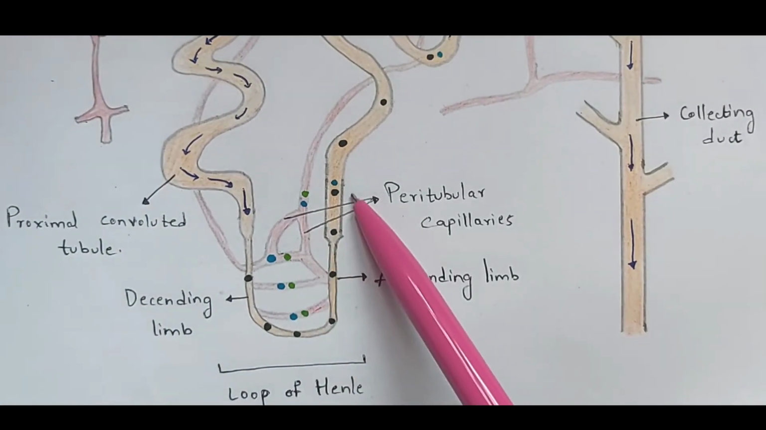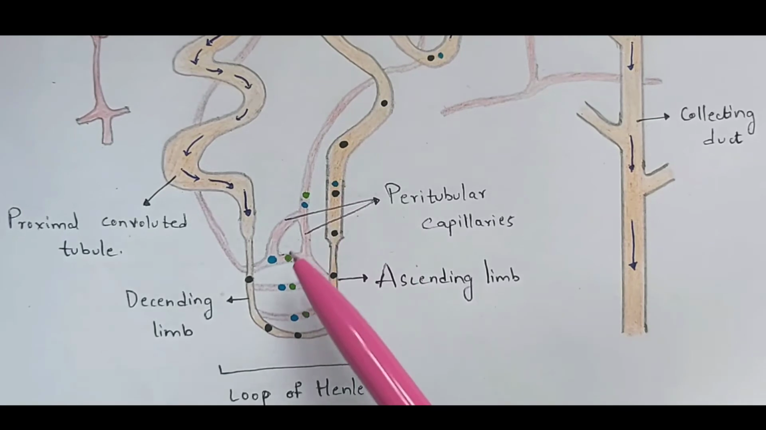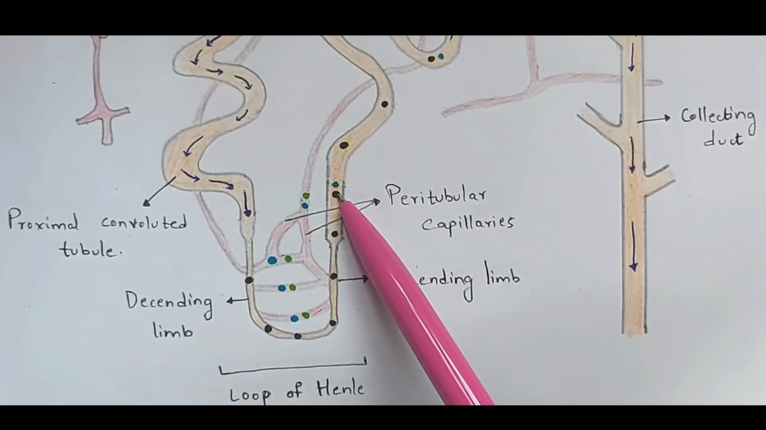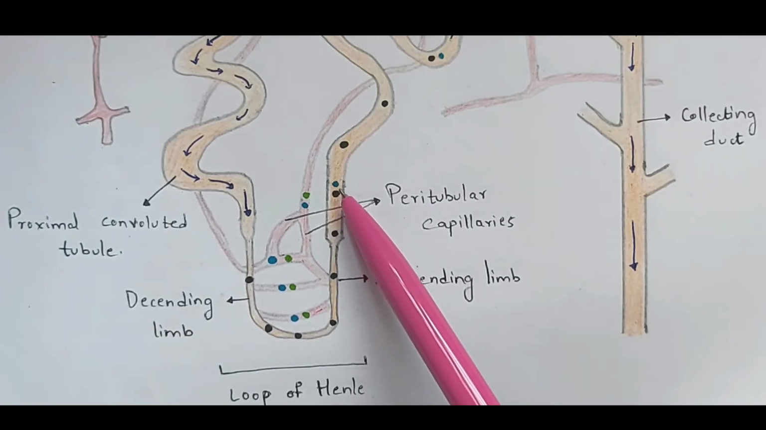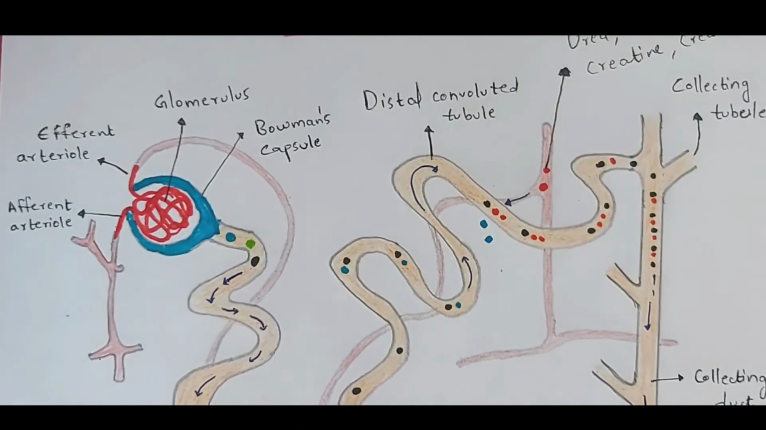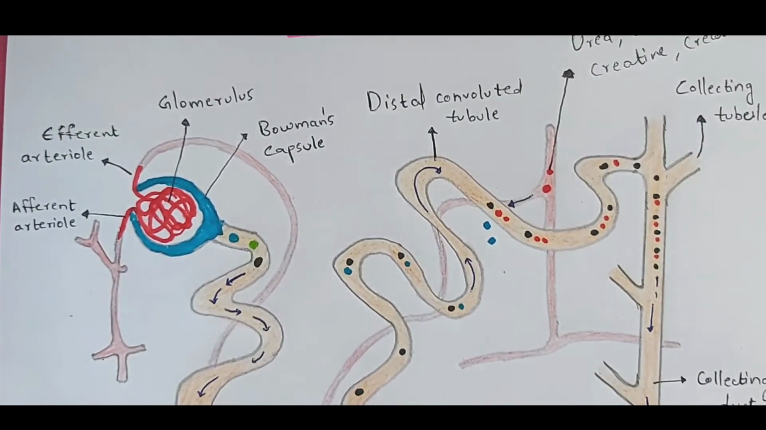So remember the blue color, the water molecules: only a small amount of water will be present, because 70% of water has been absorbed by the peritubular capillaries, and the remaining 30% has been left over, right? And that will pass from the proximal convoluted tubule to the distal convoluted tubule. So this process which I explained till now is the second stage, called tubular reabsorption.